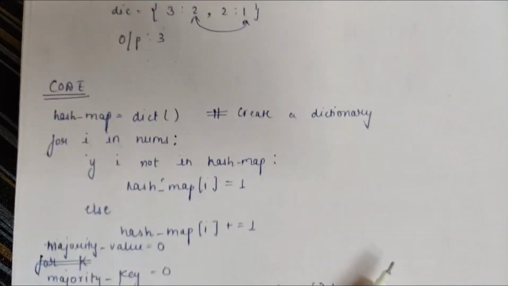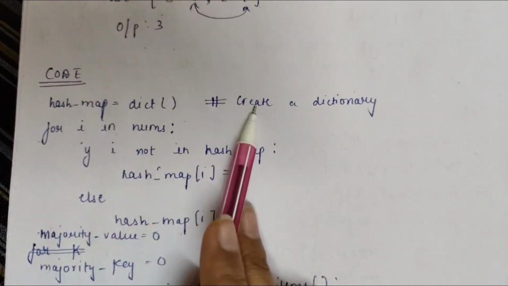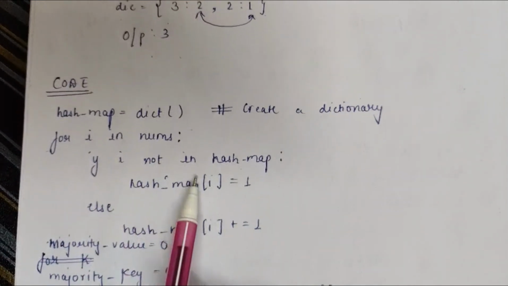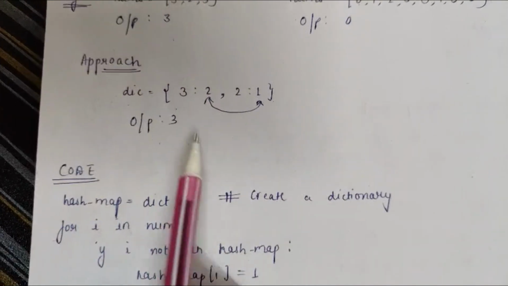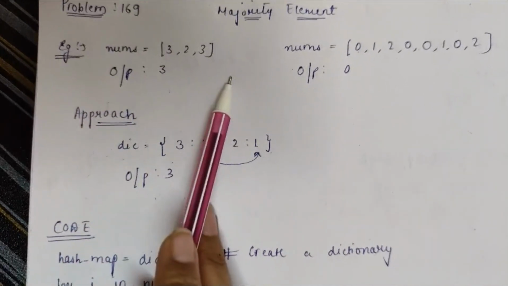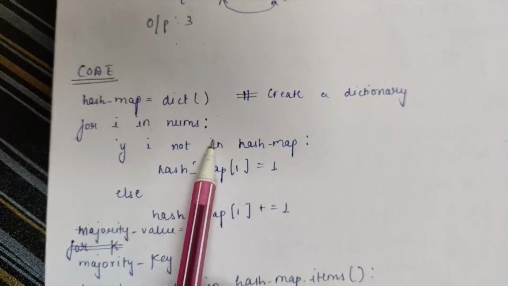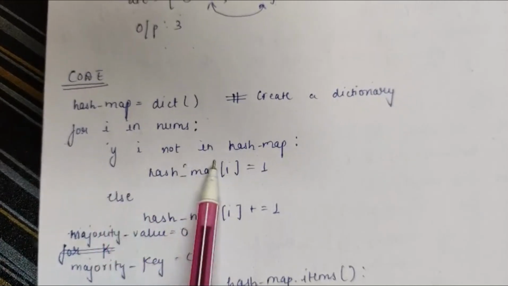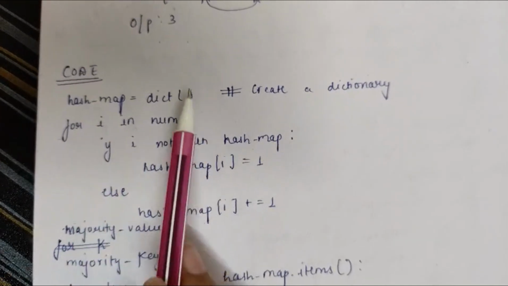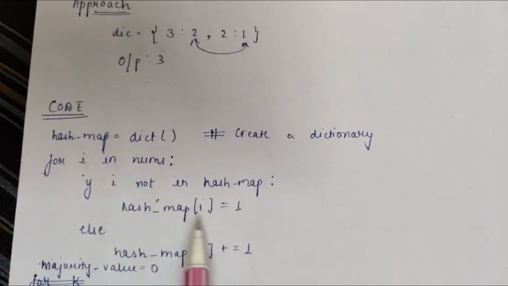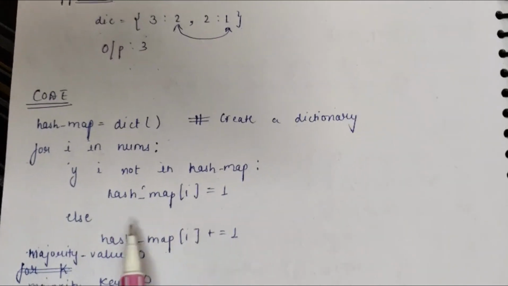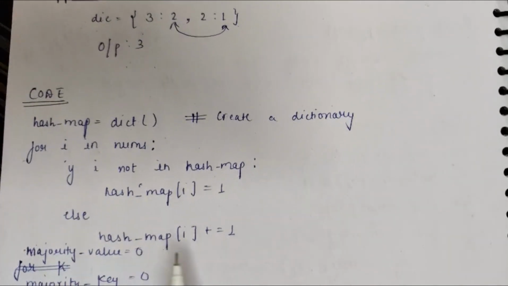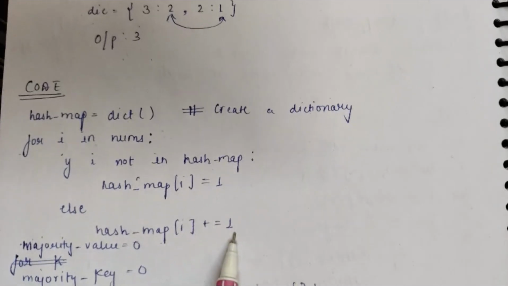So what will be the code? First of all, we'll create an empty dictionary, then we'll append the values. For appending, we'll traverse this array nums. So for i in nums, if i is not in the hash map, like the dictionary, we'll append i with the value 1. Otherwise the value will be increased.